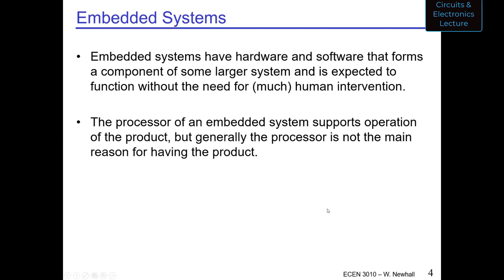Now, here's another distinction of an embedded systems processor versus a microprocessor. The processor of an embedded system supports operation of the product, but generally, the processor itself is not the main reason for having the product. So your refrigerator, you don't really compare your refrigerator to your neighbor's refrigerator, saying you have a 1 gigahertz processor refrigerator with 16 gigabytes RAM, and your neighbor has 2 gigahertz but only 8. You don't do that. The processor and the memory is not the point of the embedded system.